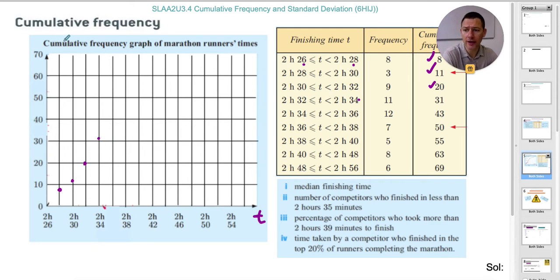What I'd like you to try is sketch the rest of that and then line this up with a beautiful curve, and see what you get.